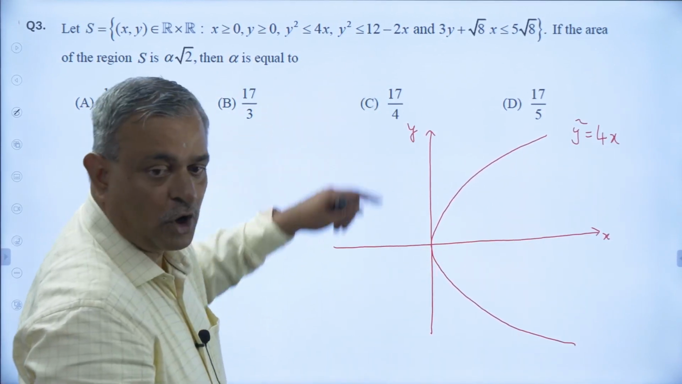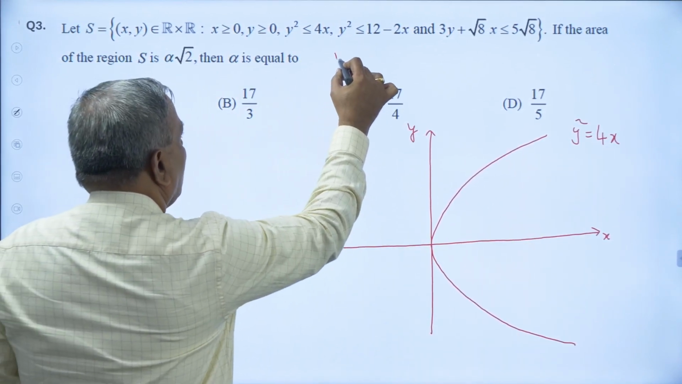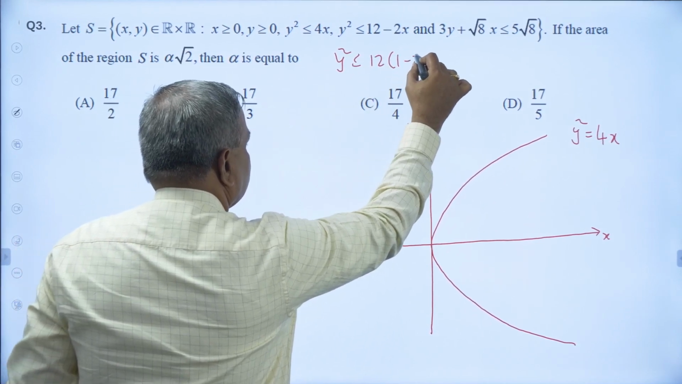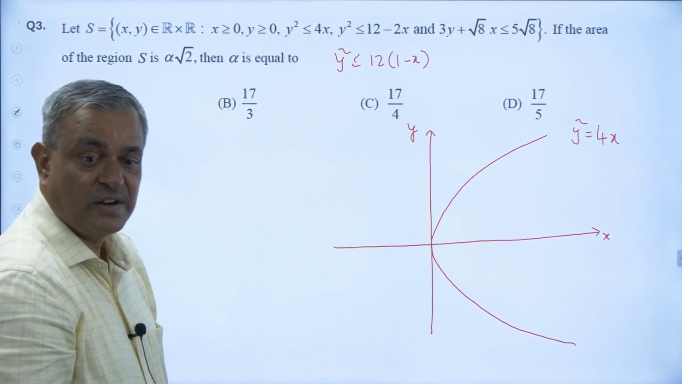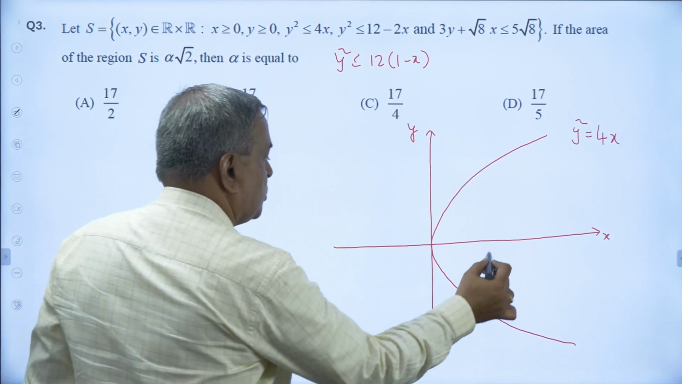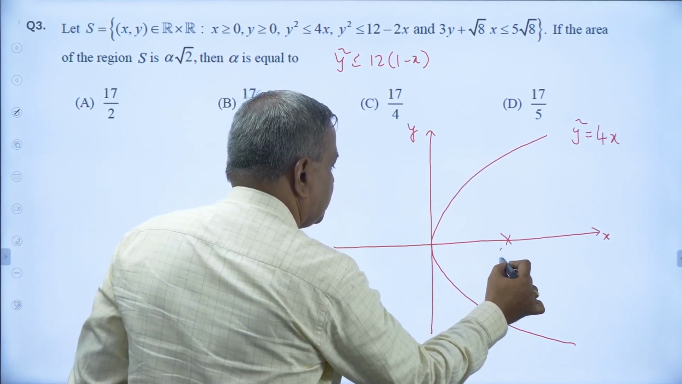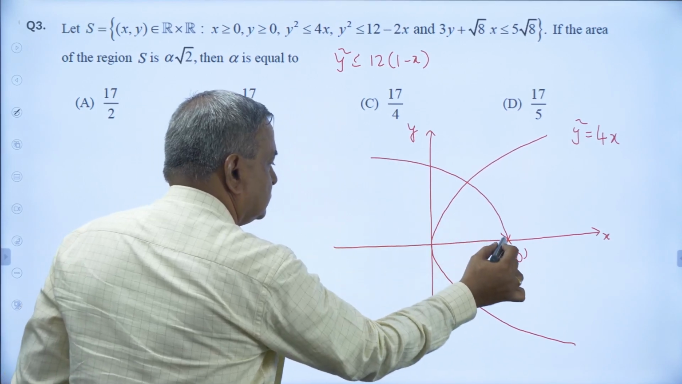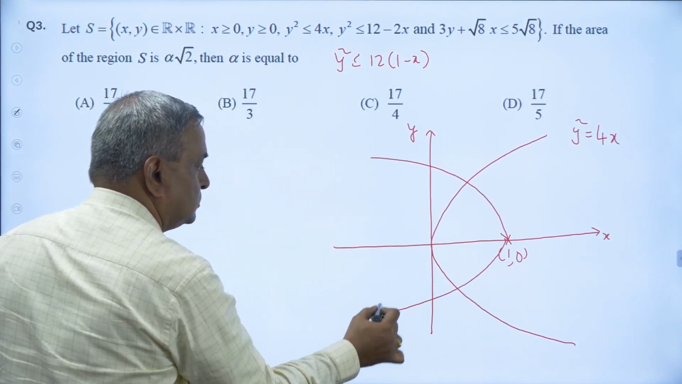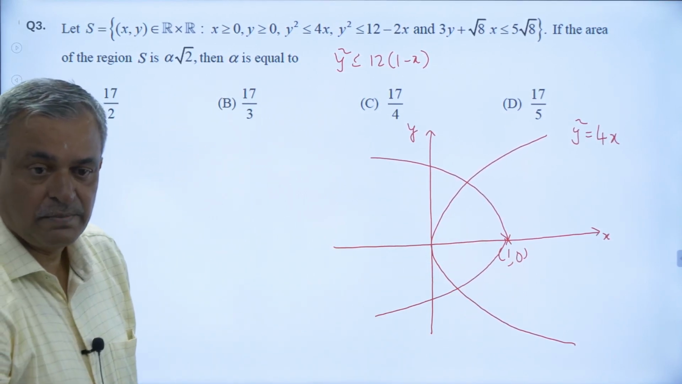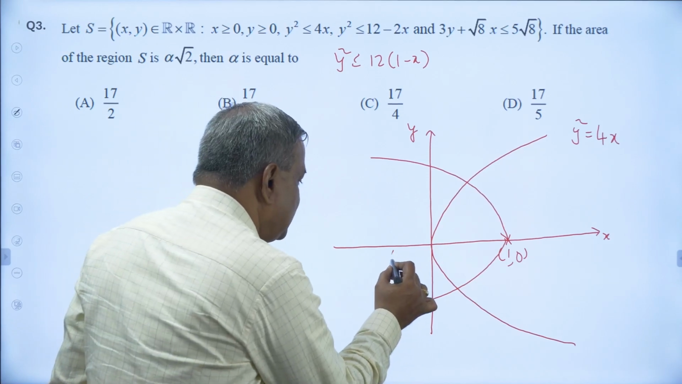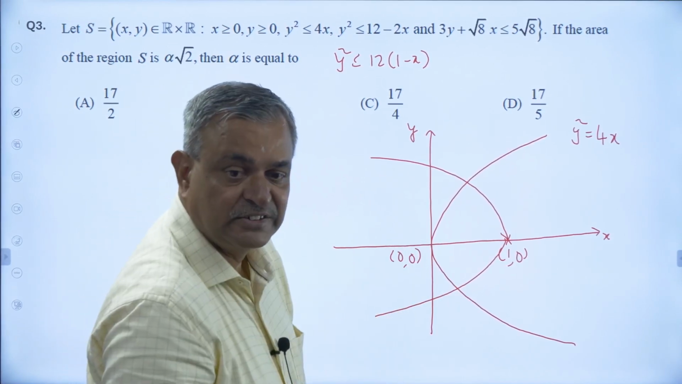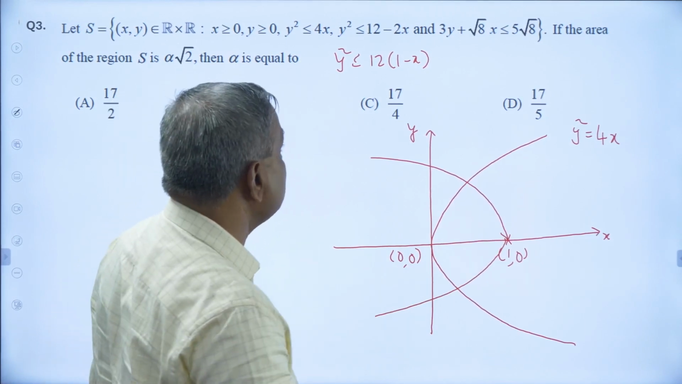Now, this is also a parabola: y square is less than or equal to 12 into 1 minus x. It means a reverse parabola. x equal to 1, this is the point 1 comma 0. This is a reverse parabola. We have not completely studied the question yet. Once you have got this, let us find the point of intersection simultaneously.